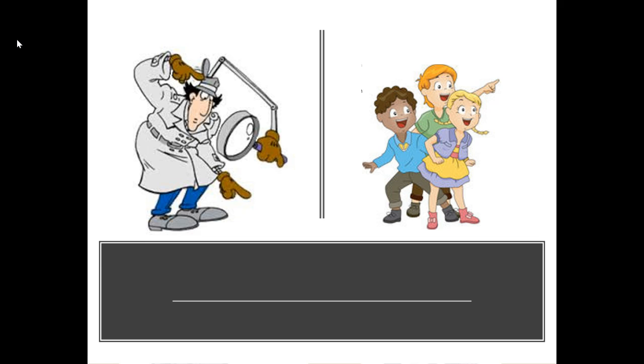In the first picture, I notice Inspector Gadget is looking closely at something and pointing at it like, look there. And in the second picture, I notice some children pointing and looking at something in the distance, and one boy might be saying, look over there, it's there. So, how are these pictures the same or similar? They both.